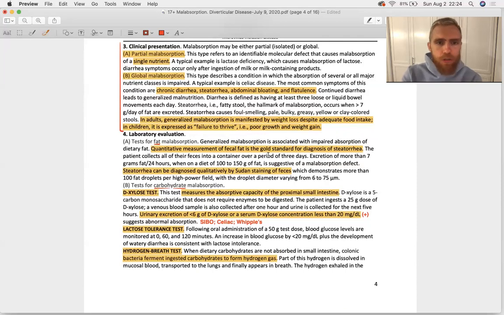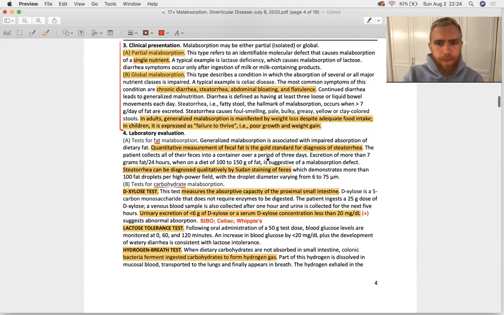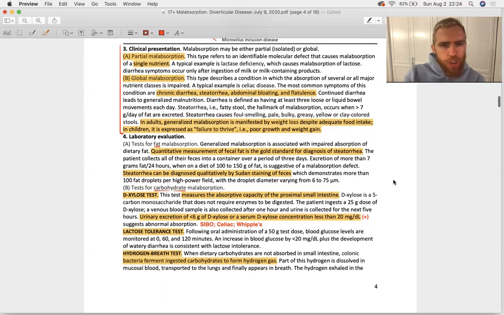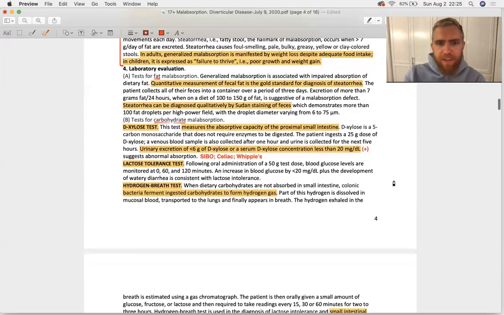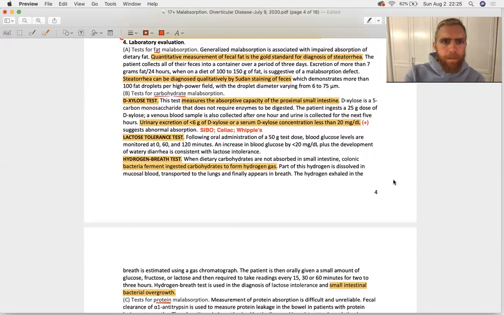So symptoms associated with global malabsorption are going to be diarrhea number 1, steatorrhea number 1B, and then bloating and flatulence are more minor symptoms. We said in adults, you get weight loss. In children, you get failure to thrive. So that's the question stem right there. You are going to see some lab tests in the question stem too, and you are going to want to know what those different lab tests are specifically looking for and what they're trying to assess.